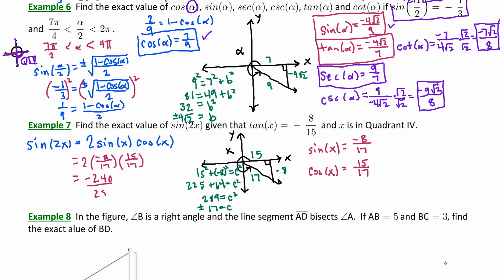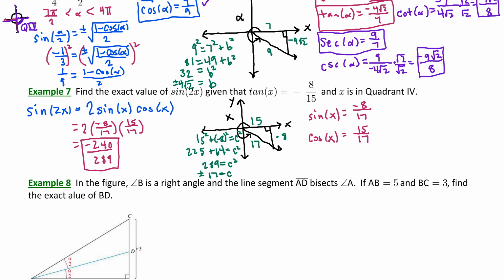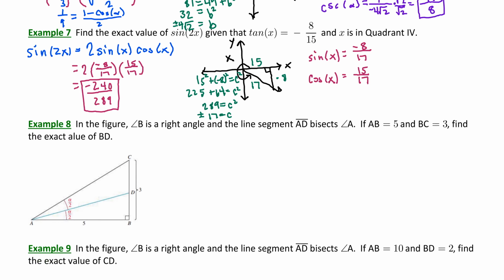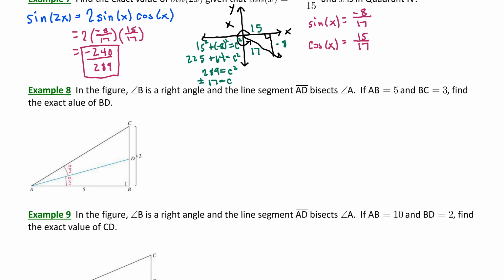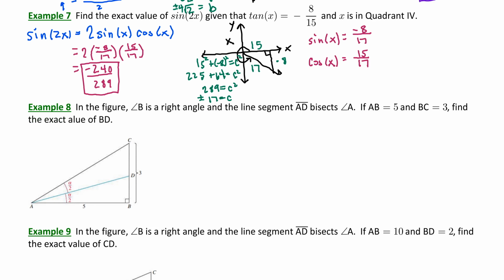That is the exact value of sine of 2x given the value of tangent of x. To work a problem such as that, it's very important to know not only your identities, but the relationships between all 6 trigonometric functions. Let's try one that's challenging, as geometry problems were challenging.